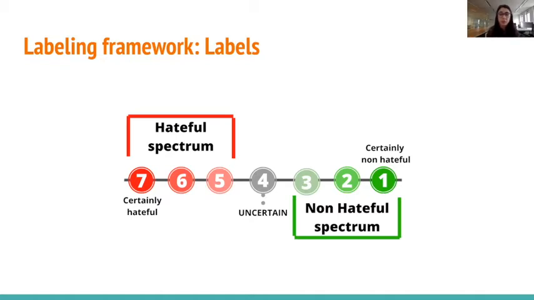Then number 4 represents uncertainty. So if the annotator, the labeler, is really uncertain if the example falls into the hateful spectrum or not, they have the possibility to label this. And then we also have the hateful spectrum from 5 to 7, with 7 being certainly hateful.